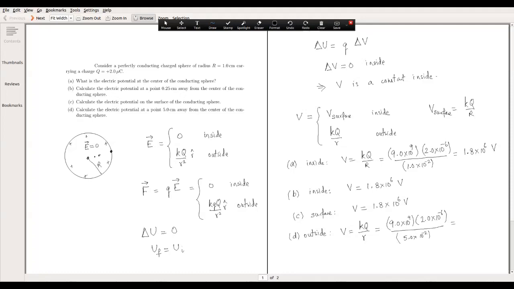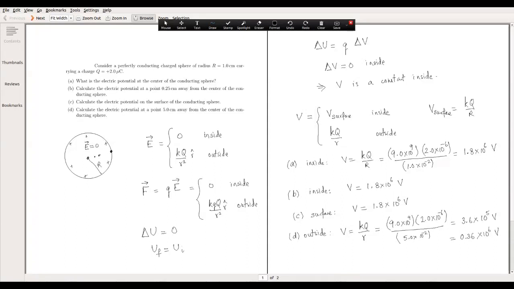So that will be 1.8 divided by 5, which is 3.6 into 10 raised to 5 volts, which is smaller. In terms of 10 raised to 6, I can write this as 0.36 into 10 raised to 6 volts, which clarifies that this is smaller than the quantity on the surface. So it's a 1 over r function. As you go farther and farther, it gets smaller and smaller.